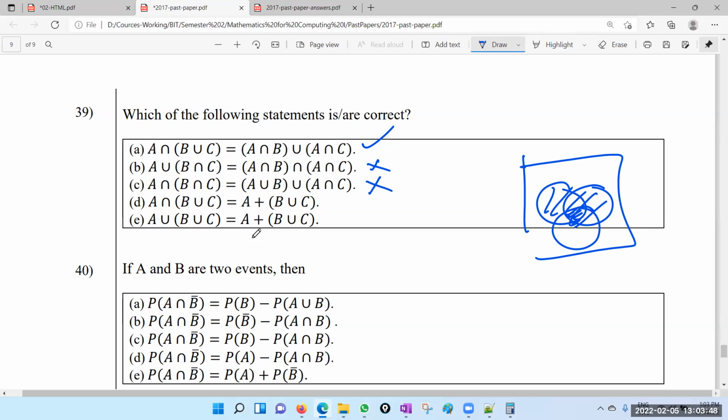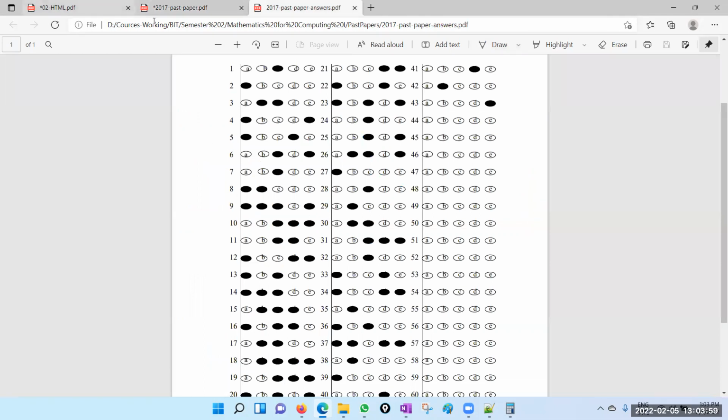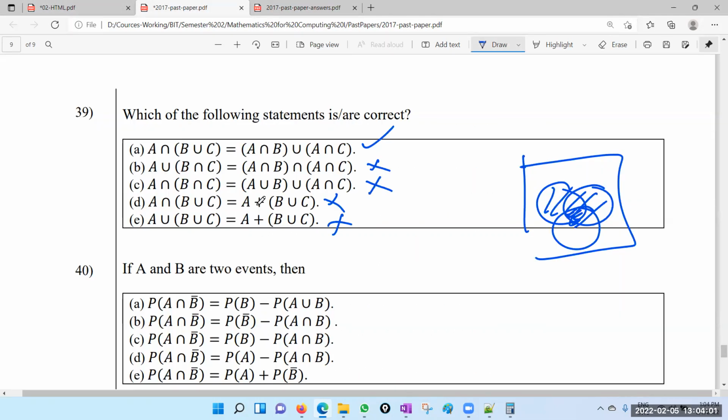Can we do something like add operation in sets? There's no add operation. So answer is A. 39 answer is A. Right? A. Now 40.